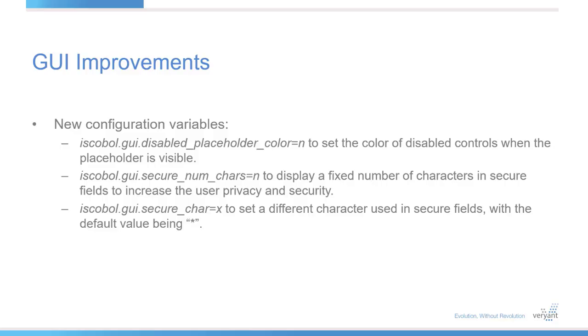There are some new configuration variables in 2026R1. They are disabled placeholder color to set the color of disabled controls that have a placeholder. Secure num characters to set the number of asterisks to show in a secure entry field. You would do this so that the viewers don't know how long the password is. And secure char to replace the asterisks in that secure field with a different character.